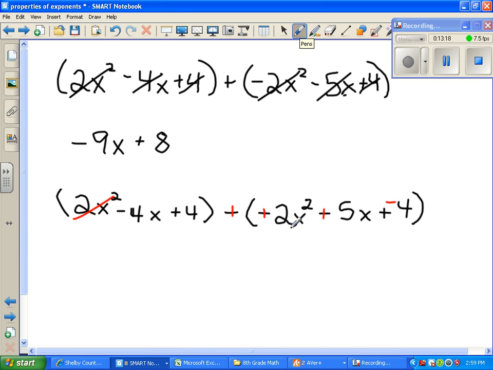So combine your like terms. A 2x squared plus a 2x squared gives you 4x squared. A negative 4x and a 5x gives you, don't forget to put plus an x. And if you have a 1x in front of it, that's okay. And your whole numbers, what do I get? A 0. So this is my final answer. Thumbs up if you had that. Excellent. Okay, I think we're ready to try some independent practice.